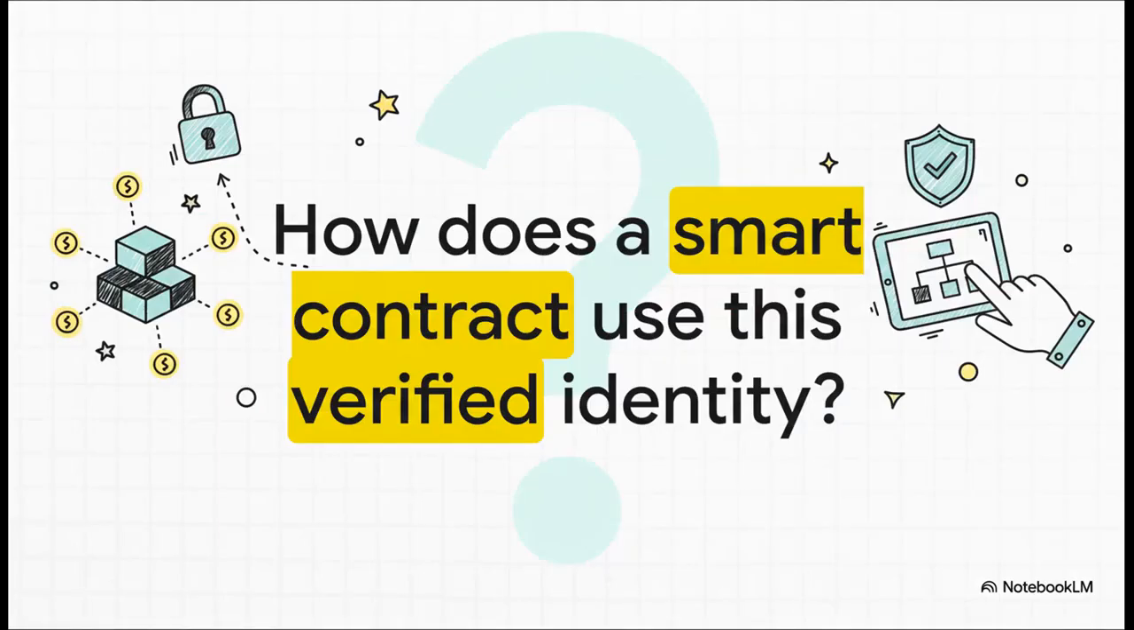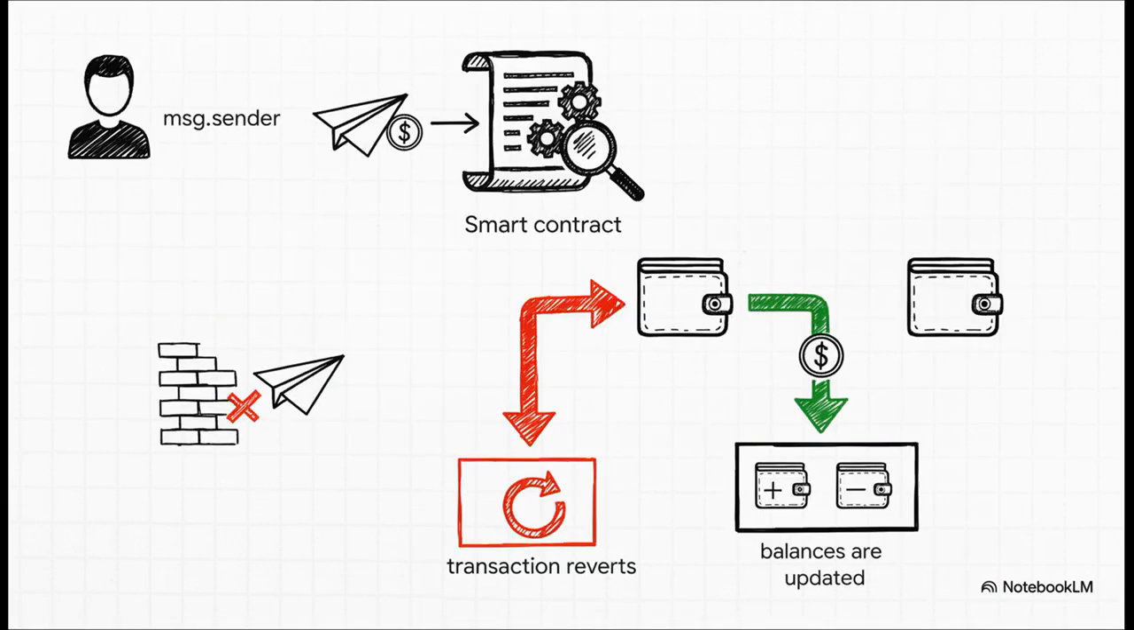Okay, so we've got this guaranteed, mathematically proven identity. That's cool and all, but what can a smart contract actually do with it? How does this become useful in the real world? A simple token transfer is the perfect way to see this in action. When you call the transfer function on a token contract, the very first thing it does is check the balance of, you guessed it, msg.sender. It asks, does the account that is provably making this request have enough funds? If the answer is yes, great, the balances get updated. If not, the whole thing just fails. The entire security of that token depends on the contract being able to trust that msg.sender is the real verified account holder.